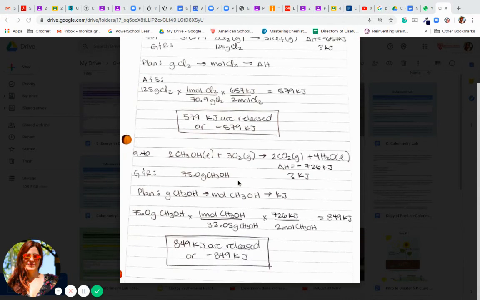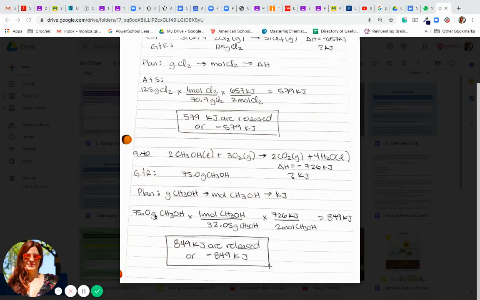Okay, the next one. On the next one, we have this reaction of methanol plus oxygen, which reacts to give carbon dioxide and water. They're giving us also the delta H, again negative, again exothermic. The given is now 75 grams of methanol, and they're asking us again for the heat. So our plan is the same, from grams to moles and from moles to kilojoules.